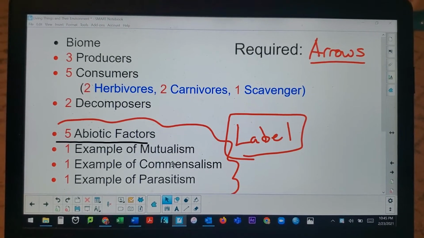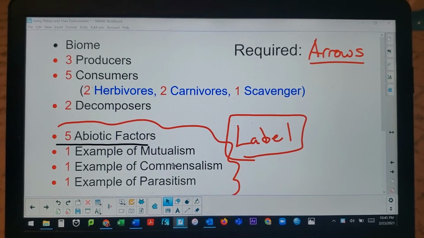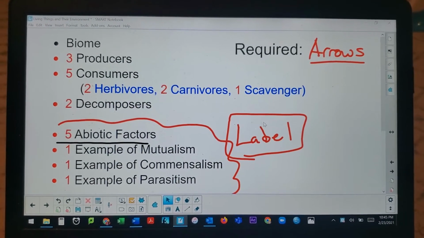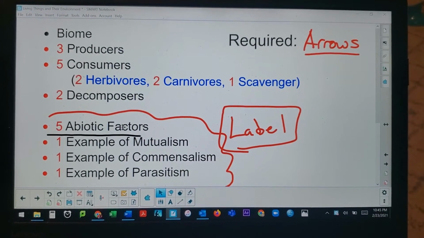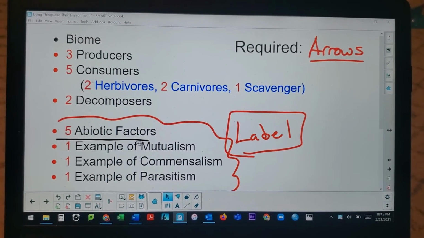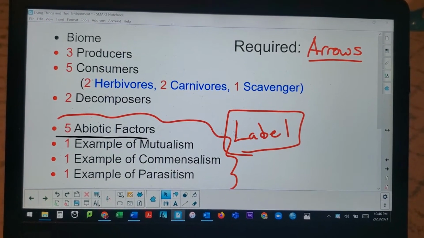I won't be able to check over everything because I'm not there today, so you're going to have to make sure your research is good. Have a friend look over it if you want them to. But if we look here, this says label, because I need to know which of these factors are the abiotic factors you have on there. I also need to know where your mutualism and stuff is, your symbiosis examples. So make sure you're labeling those.